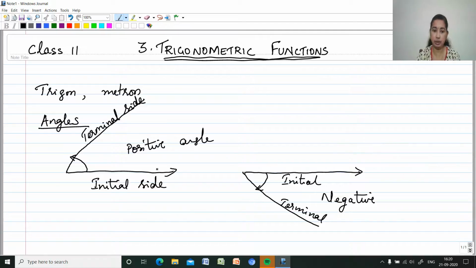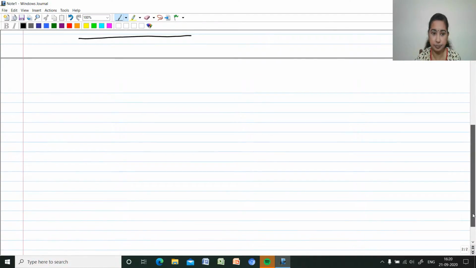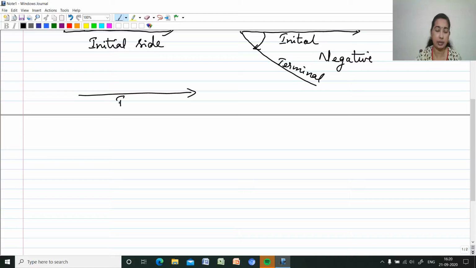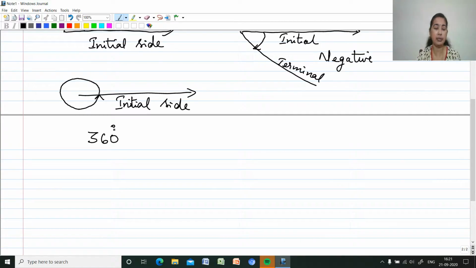And what is the full rotation? One complete revolution. What do you call that? That is 360 degrees. Suppose this is the initial ray, from this initial side it is rotating in the anti-clockwise direction and it is reaching here itself, then we call it has completed one complete revolution, and that angle is 360 degrees.